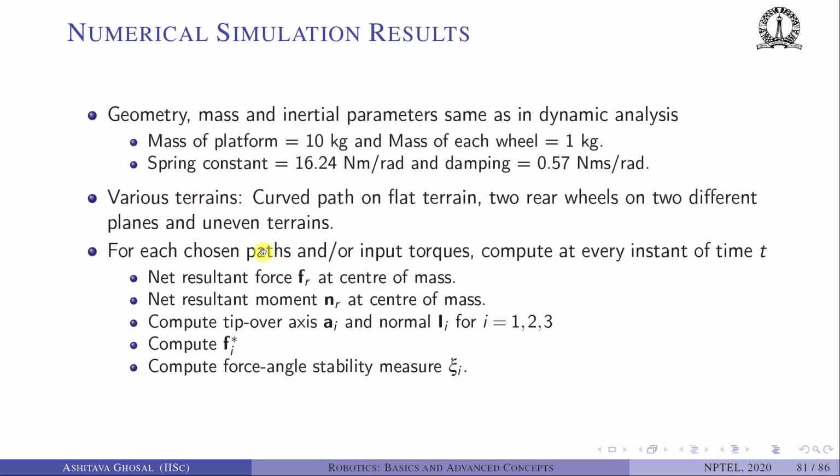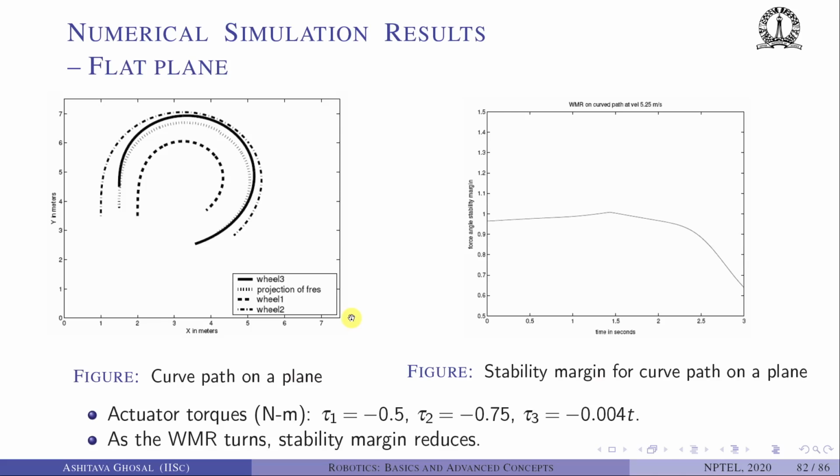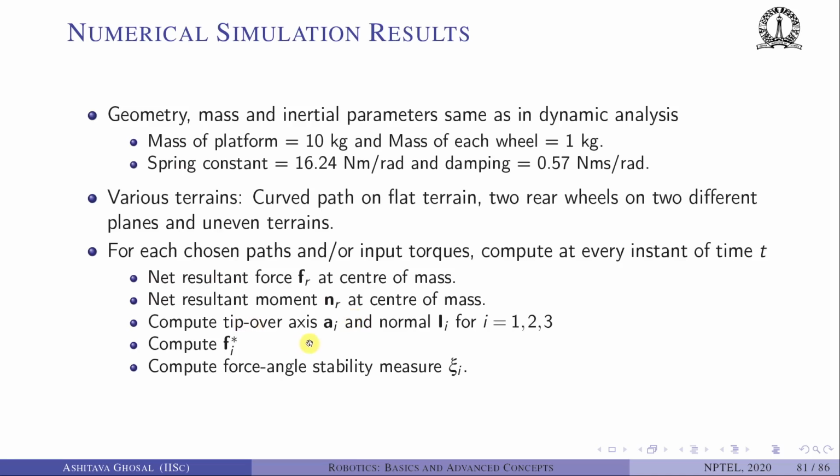For each of the chosen path and our input torques, compute at every instant of time the net resultant force which is acting at the center of mass, and the net resultant moment NR which is acting at the center of mass. Compute the tip over axis AI and the normal I at each one of these contact points, I equals 1, 2 and 3. Compute Fi star by combining Fr and Nr, and then you compute the force angle stability measure. This should be away from 0. The minimum of theta 1, theta 2, theta 3 should be away from 0.